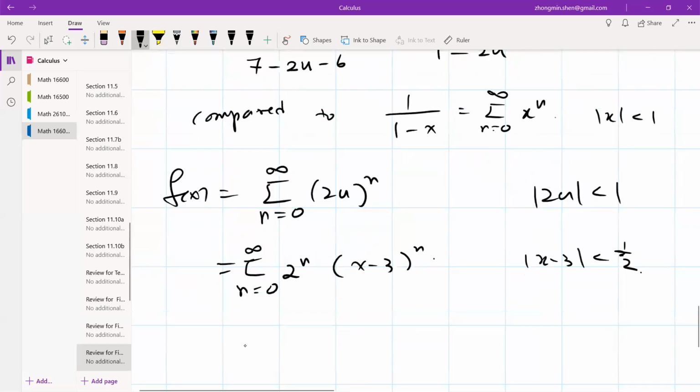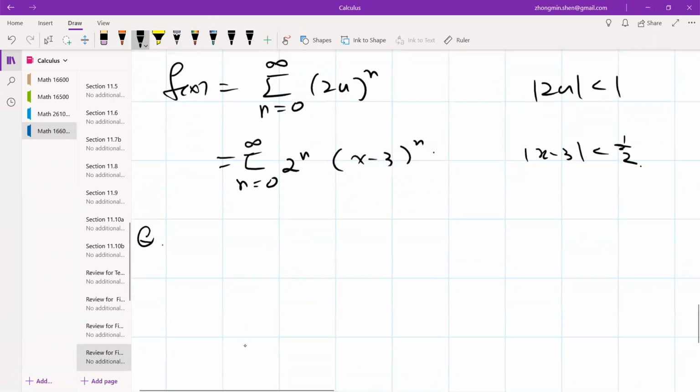So I'm going to ask you to do the following problem. This is the Taylor series already. Once it's a power series, the function equals that for x in that interval, then this is a Taylor series already.